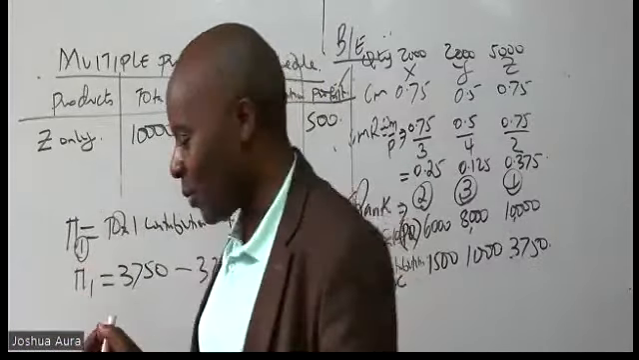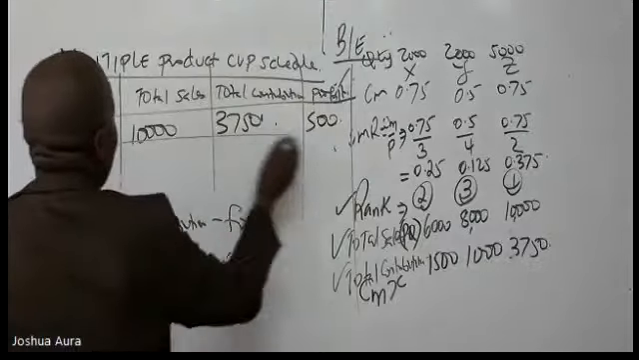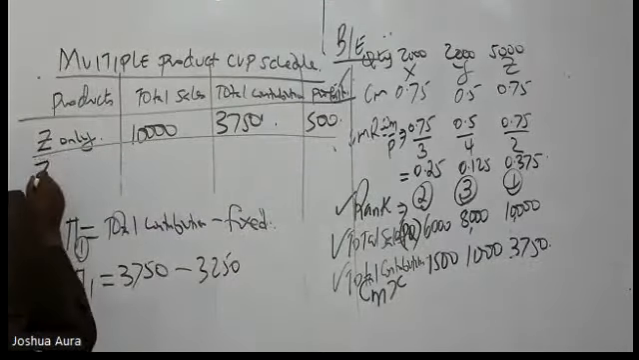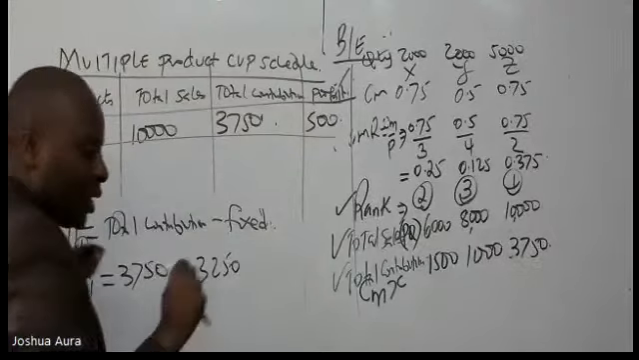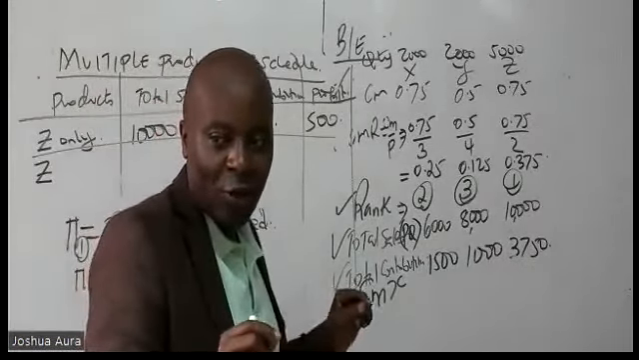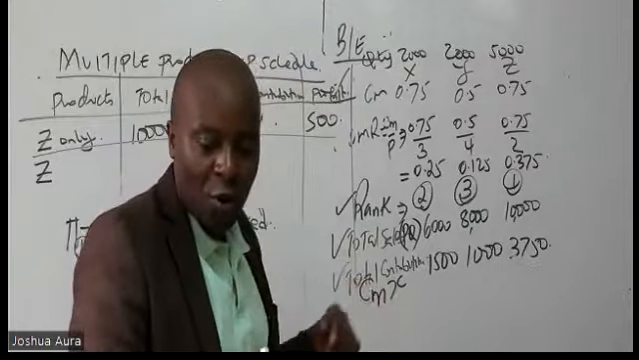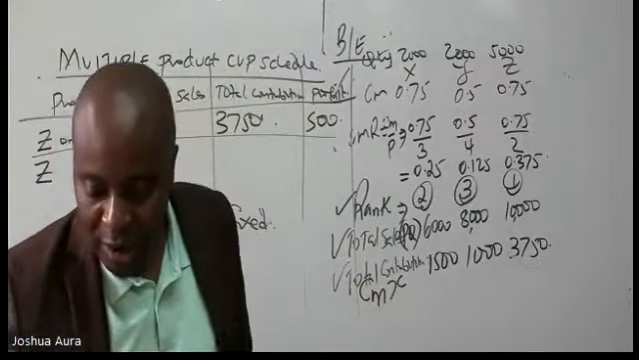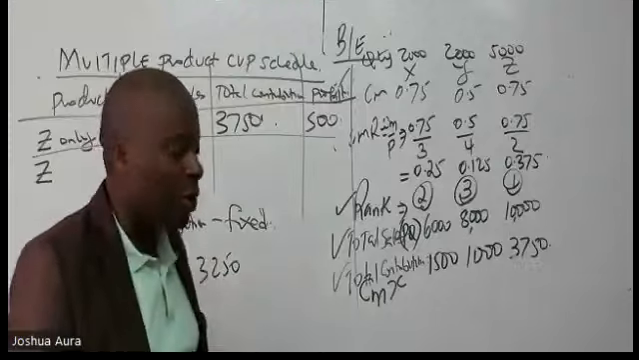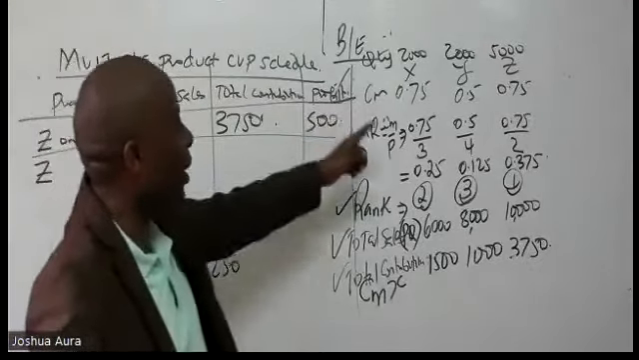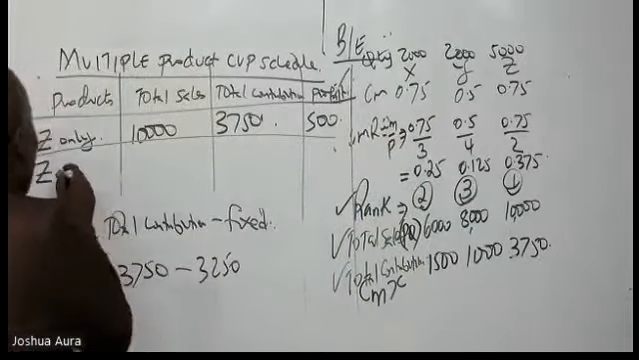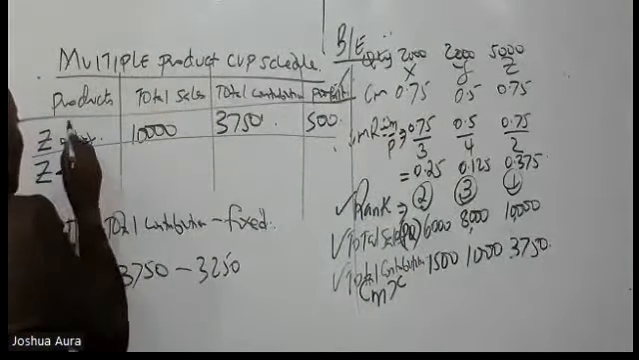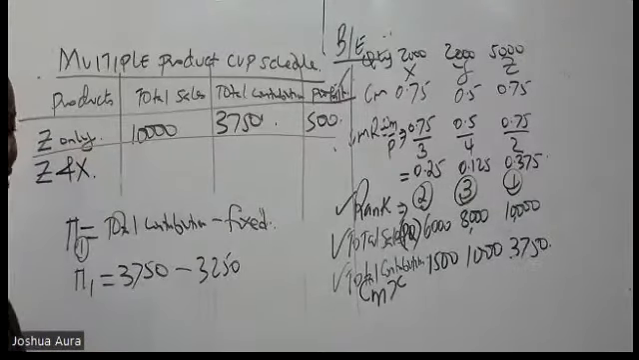So the second possibility is for us to produce, of course, the first has to be in the equation, Z with the second ranked product. The second ranked product here is X. So we produce Z and X.